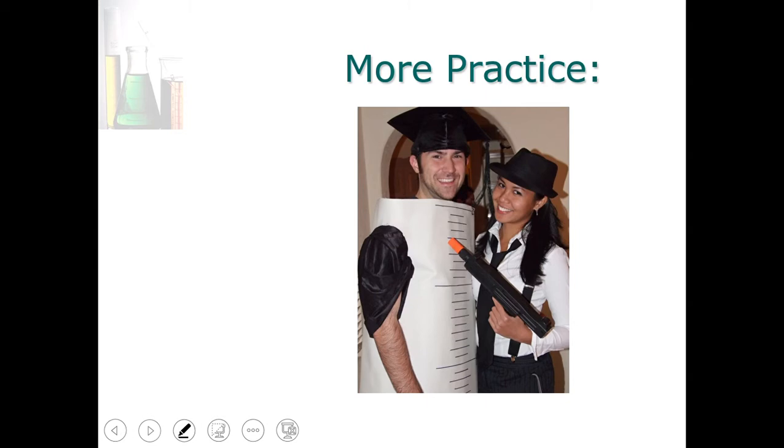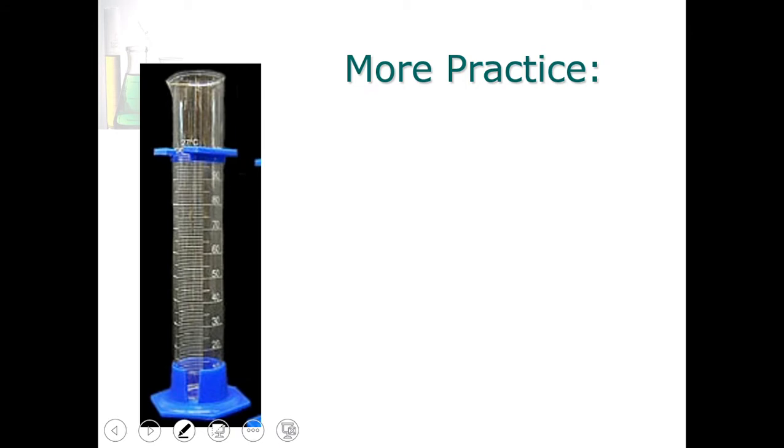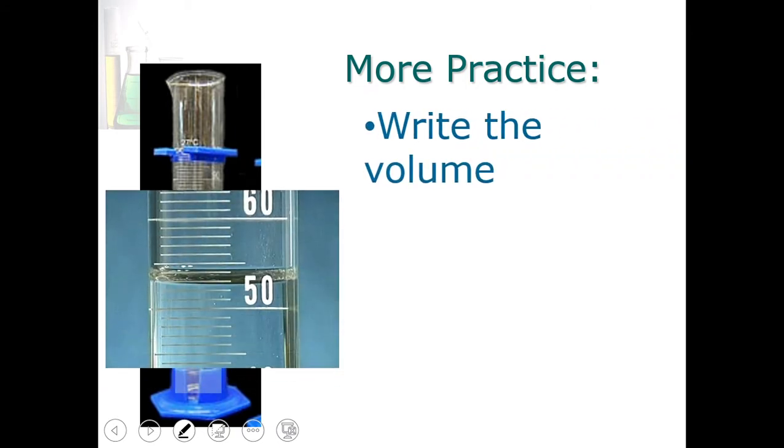Let's do a little more practice here. I'm going to show you now a picture of a graduated cylinder. We're going to put some water in there. Let's zoom in and see where it is. What would be the volume of water in this graduated cylinder according to you? I'll give you a few seconds to think about it, and then we'll display it. Okay, let's say that the person reading this recorded it as 52.8 milliliters. That is fine. If you recorded it as 52.7 or 52.9, that's fine.